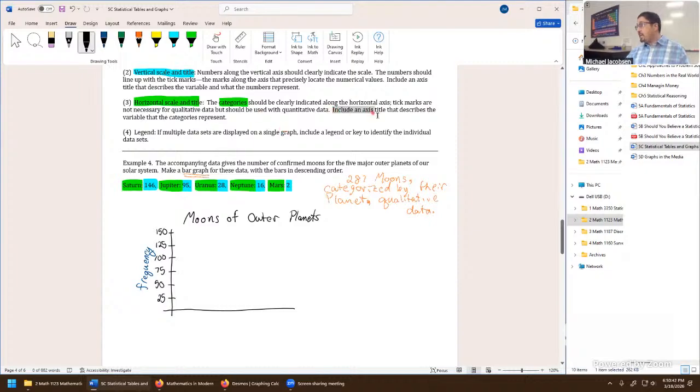It says include an axis title that describes a variable that the categories represent. And I would say that's kind of optional because once we put down the categories, it's pretty clear we're talking about planets. But if you're doing this as a MyLab problem and you're following this to the letter, it wouldn't be a bad idea to add an axis title here as well. So let's call this the 5 major outer planets.